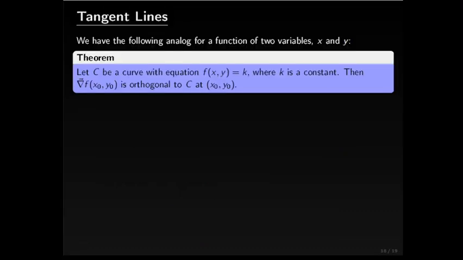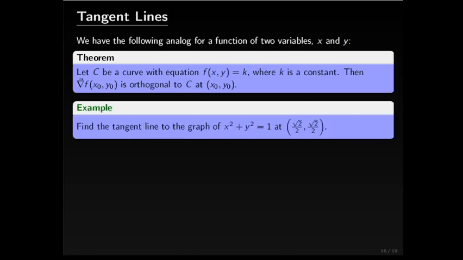We have a similar result for functions of two variables. Let's say we have a curve C with equation f(x,y) = k, where k is again a constant. Then the gradient of f evaluated at the point (x0, y0) is orthogonal to the curve C at the point (x0, y0), where (x0, y0) must be a point on the curve.